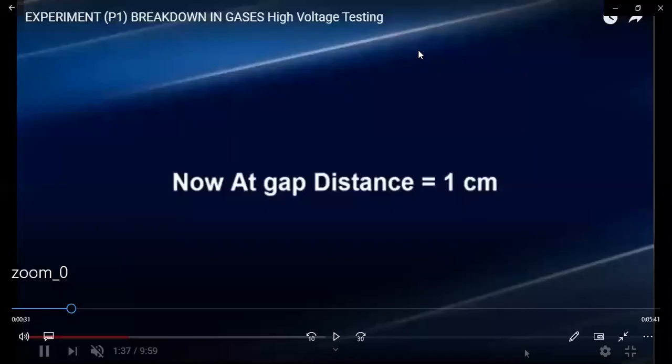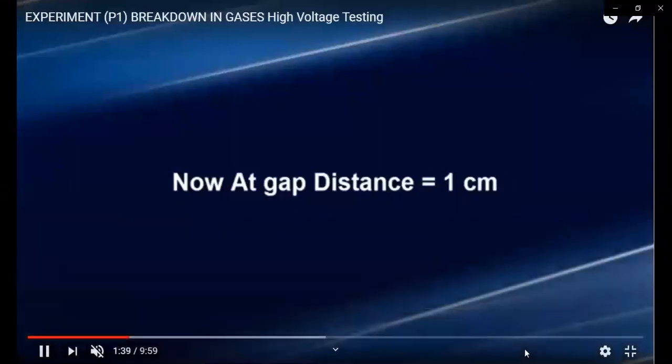So what would happen for the 1 centimeter gap? Adjusting the gap between the electrodes by proper measurement, not by assumption, but a proper measurement, and we will observe the breakdown of gases in the form of a discharge. This is a 1 centimeter gap length.